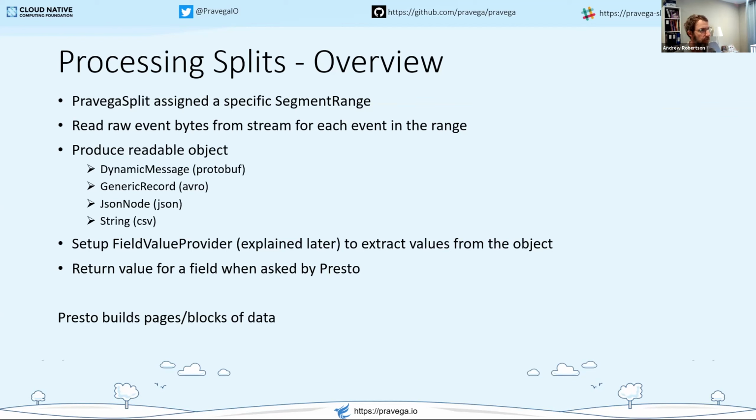So at the high level, it's going to read raw event bytes from the stream for every event in the range. It's going to produce some object, right? And this is basically a list of the formats that we support: protobuf, Avro, JSON, and CSV. It's going to set up field value providers to actually get values from the object. And then we're just going to give values back when asked by Presto. Right, so that's the high level.